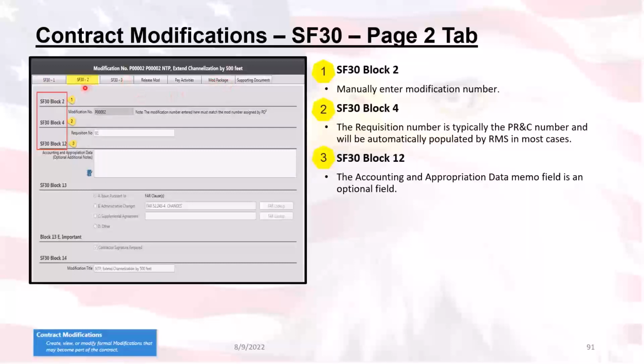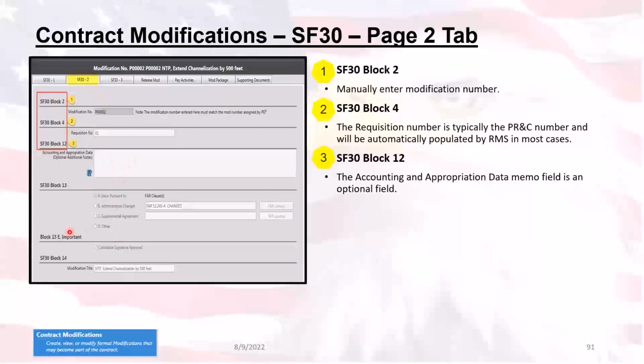But back to the SF30-2 tab, you have the modification number, which again is what comes from PD squared. Then you have the requisition number, which is going to be on block 4 for the SF30, and then block 12 for the SF30 is this information that's showing up right here.